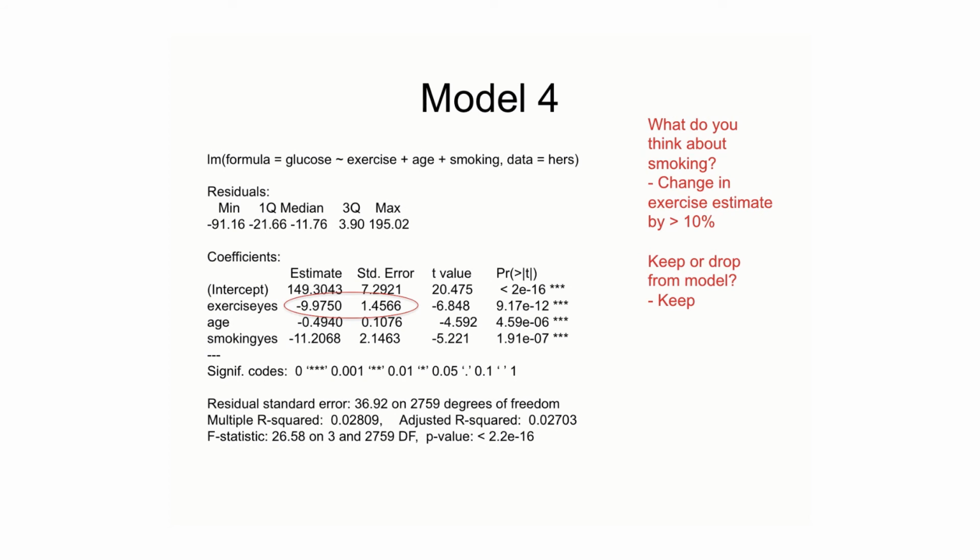There's quite a large change in the exercise estimate with the addition of smoking into the model. This suggests that smoking is a confounder, so we should keep it in the model to adjust for it. This will give us a less biased estimate of the association between exercise and glucose. We can also conduct a partial F-test. The results of this aren't shown here, but this is significant, providing more evidence to keep smoking in the model as it will improve precision of the estimate of the exercise effect.